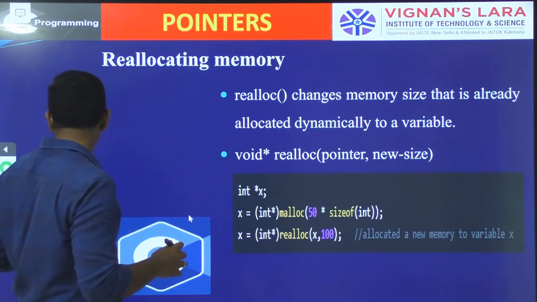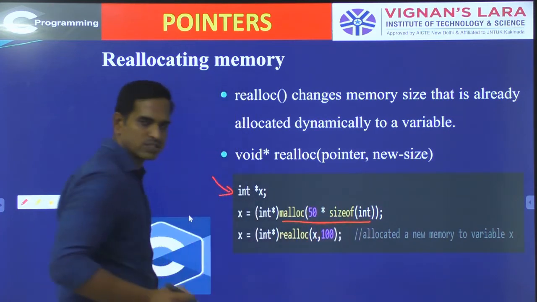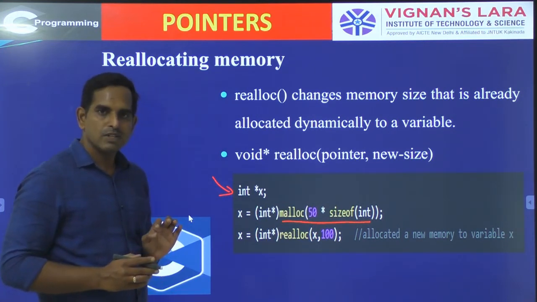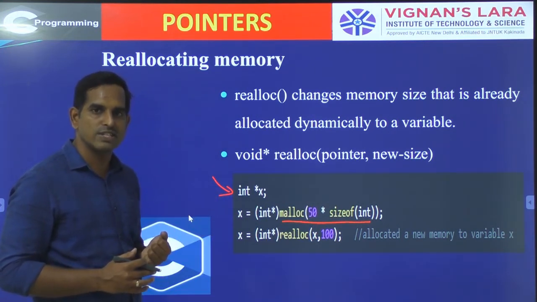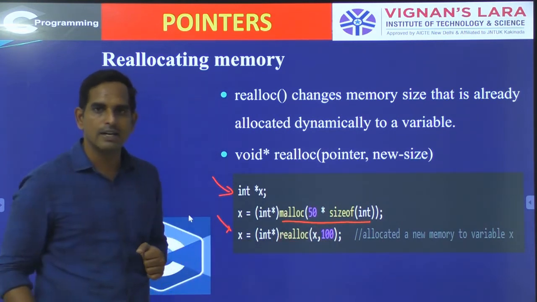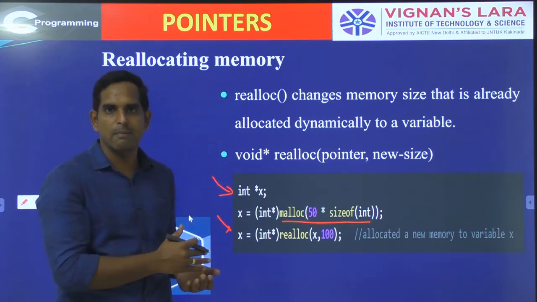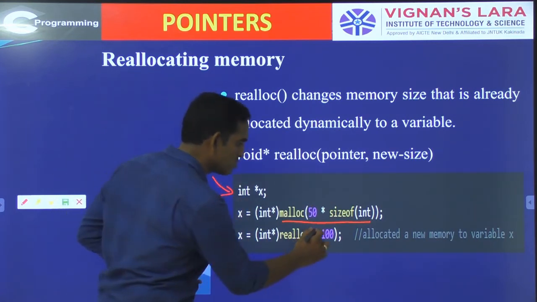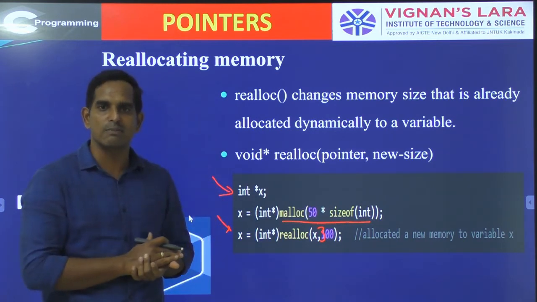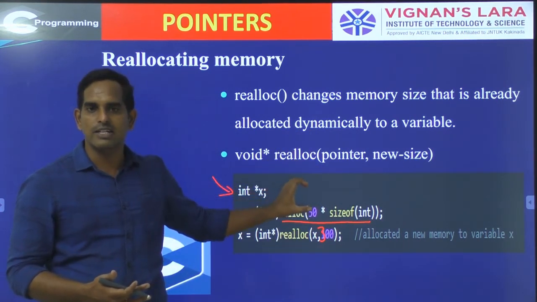For example, you have an integer pointer and you have done malloc 50 into size of int, that is, 200 bytes of memory, but those 200 bytes are not sufficient. Now what you can do is reallocate x, 100. Now you can reallocate that 200 bytes to 100 bytes, or you can reallocate the 200 bytes to 300 bytes also. So you can reduce the memory or you can increase the size of that particular memory. So reallocation can be done for already existing allocated memory.